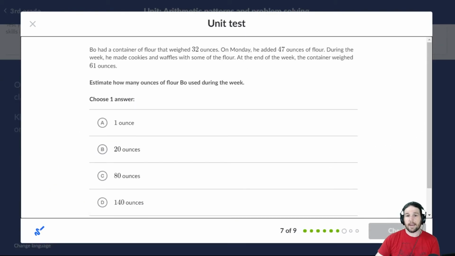I'm going to read that again. Bo had a container of flour that weighed 32 ounces. On Monday, he added 47 ounces. During the week, he made cookies and waffles. At the end, he had 61. How many ounces of flour did he use?